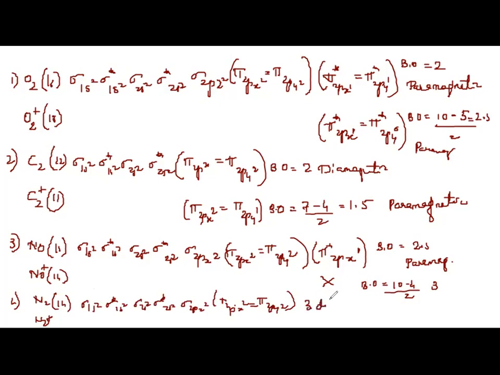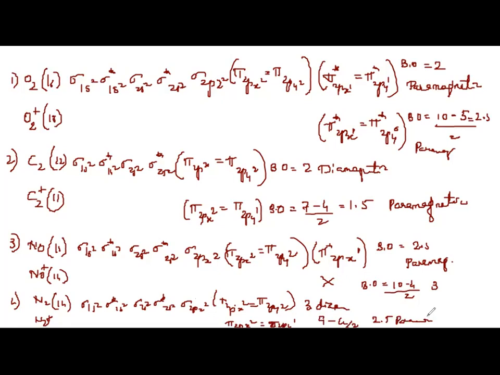It is diamagnetic. N2 plus means what? 13 electrons. That means here there will be a change: pi 2px2 equal to pi 2py1. So bond order: bonding electrons 2, 4, 6, 8, 9. 9 minus how many antibonding? 2, 4. 9 minus 4 by 2. 9 minus 4 is 5. 5 by 2 is 2.5, and it is paramagnetic.